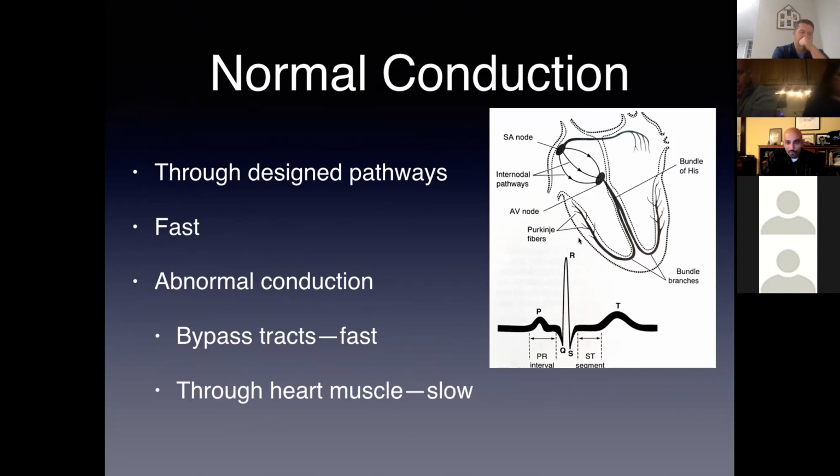So I'll say it again. When it goes down the wires, it's going to go fast. If you have a short circuit, that's another wire that's abnormal, that's also going to go fast. But as the conduction now spreads muscle cell to muscle cell, that's going to be slow. Fast things on an EKG are narrow, slow things on an EKG are wide.